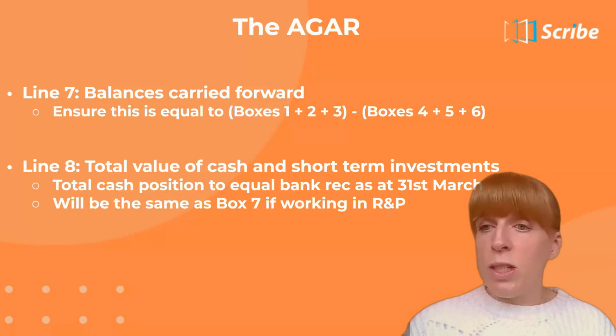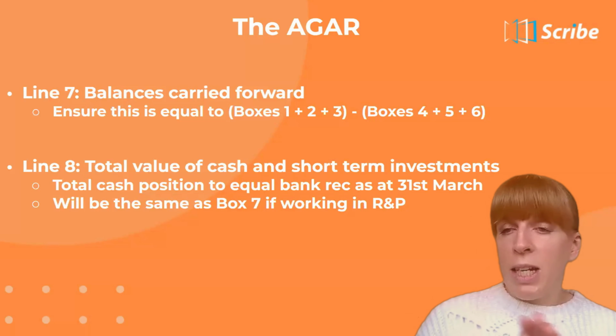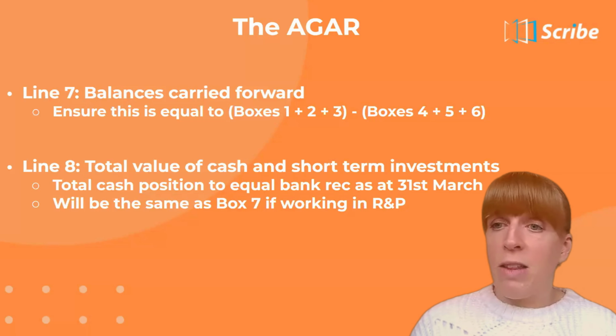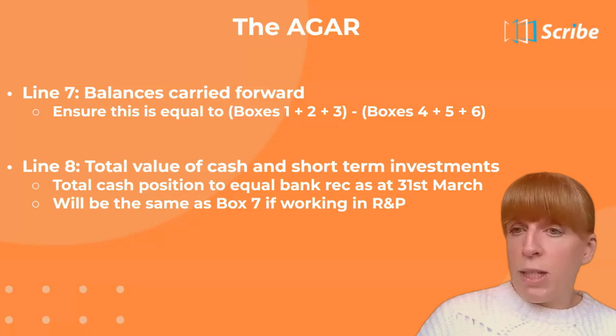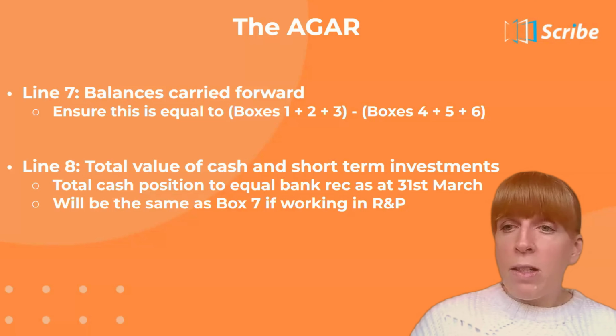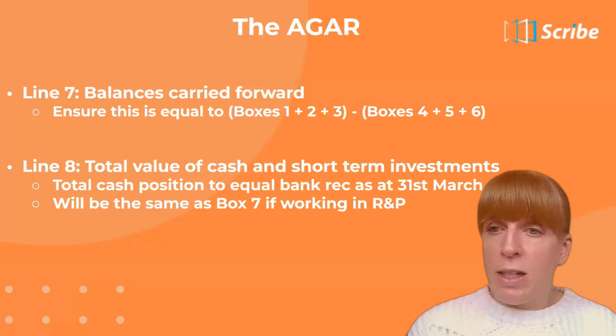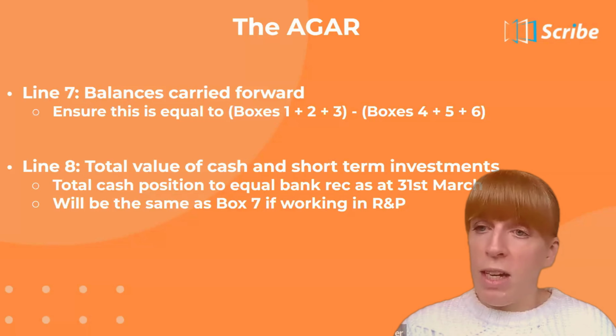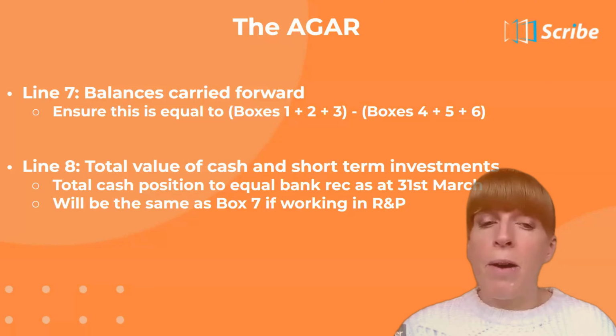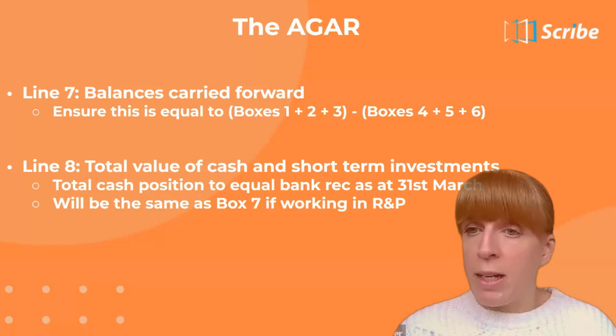So as I mentioned, in order to start this process, we need to have a balancing bank rec as at the 31st of March, and the total of all your bank accounts at that point is going to be your box 8 figure. Remember to take account of any unpresented items, and this is also something that catches a lot of people out. So unpresented items are things that the council have paid or received, so generally that would be cheques, but that haven't hit the bank statement.